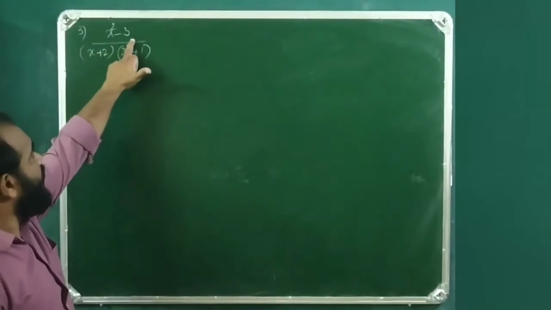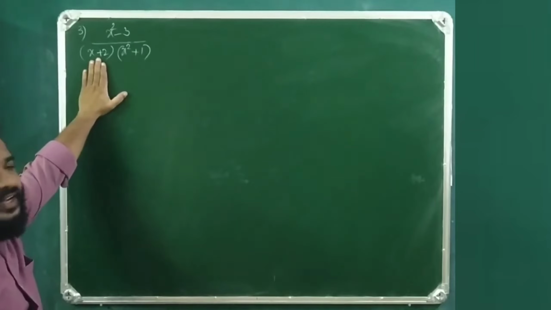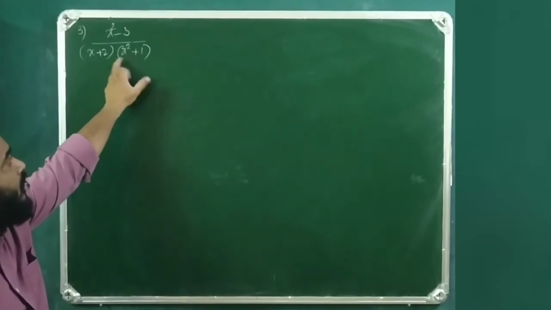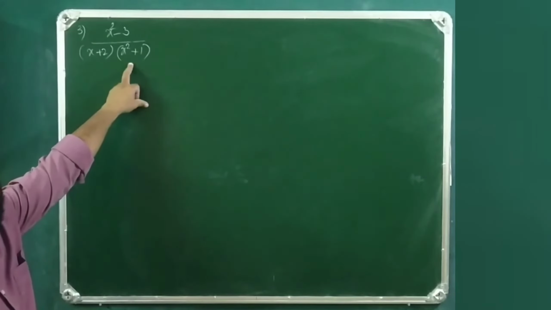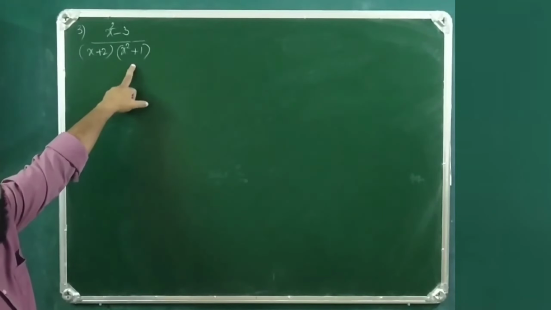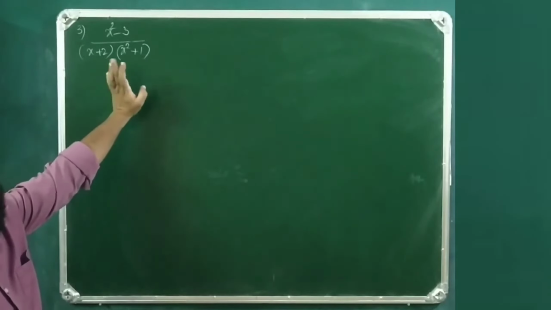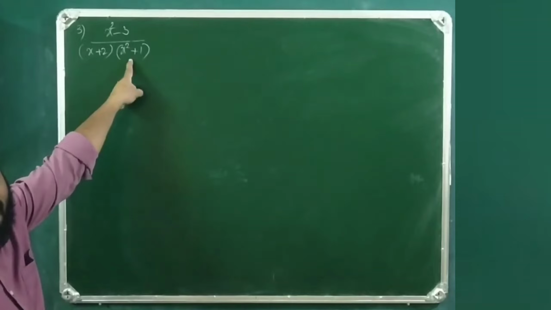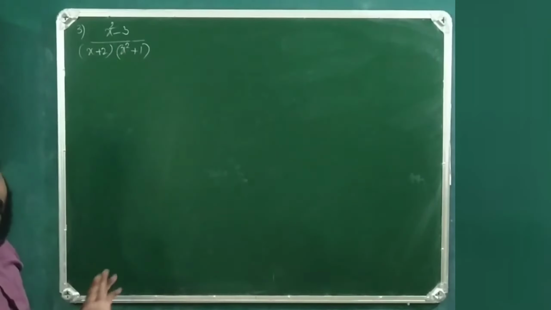Third question: x square minus 3 by (x plus 2) into (x square plus 1). This is a non-repeated linear factor, and this is the irreducible quadratic factor because x square plus 1 doesn't have real roots. So b square minus 4ac is minus 4, which is less than 0. Therefore this is an irreducible quadratic factor. Type 3 tells about the irreducible quadratic factor only.